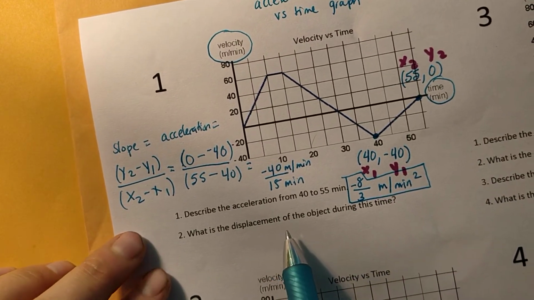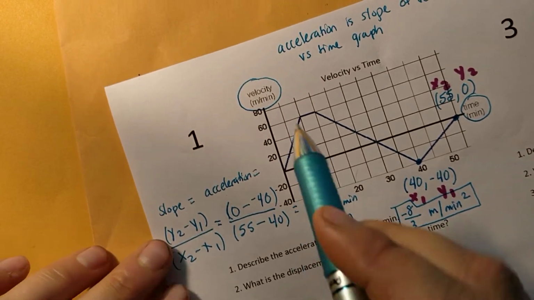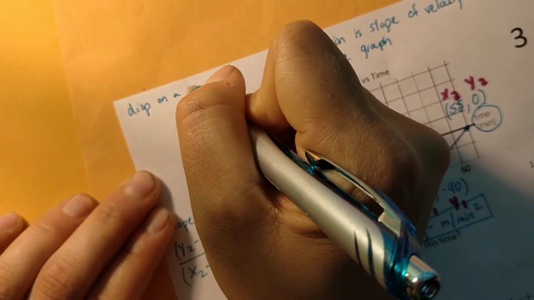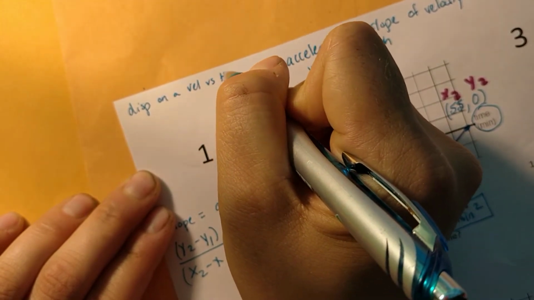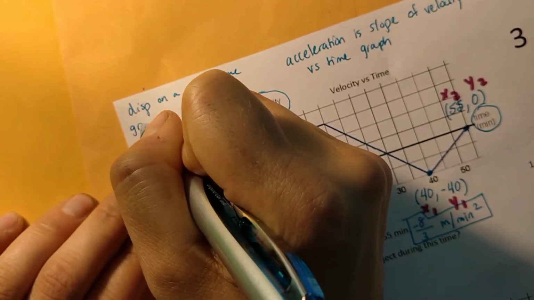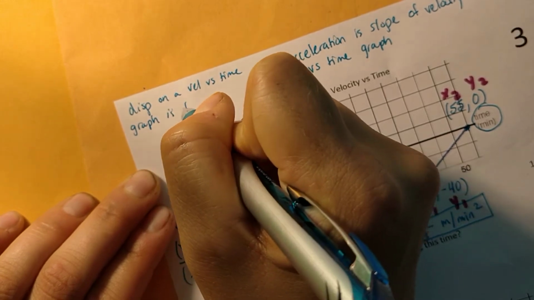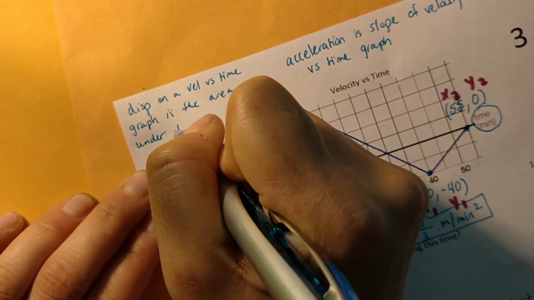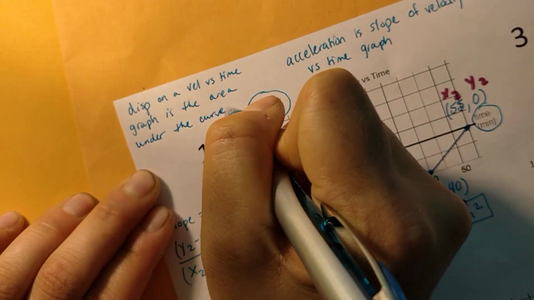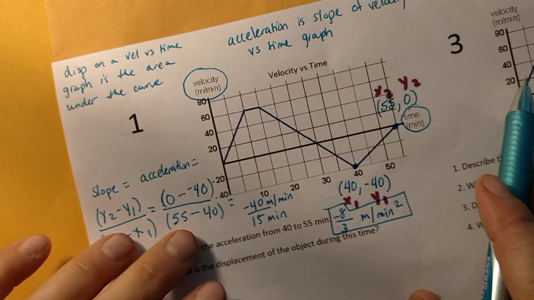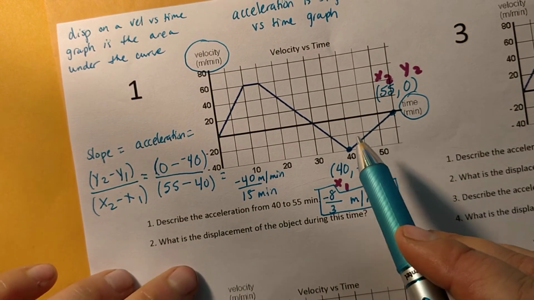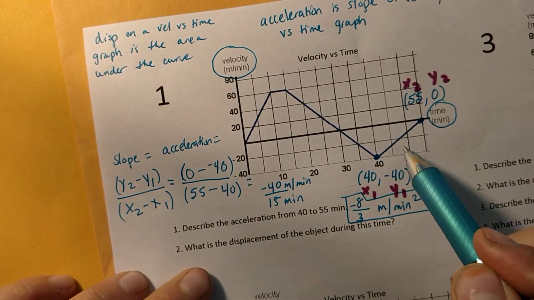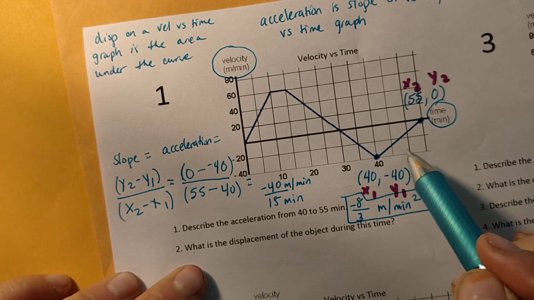So then we want the displacement during this time. Be careful. Displacement on a velocity versus time graph is the area under the curve. You need to memorize this, write it down. So I'm going to draw out the area for you from 40 to 55. Be careful. A lot of students will mark out an area that's not right.